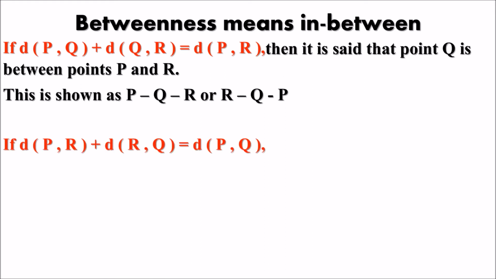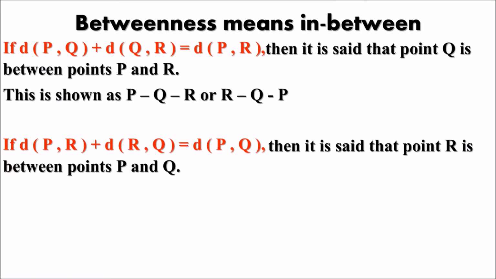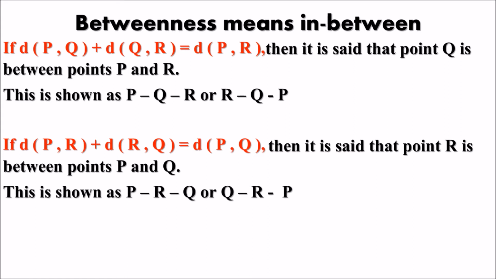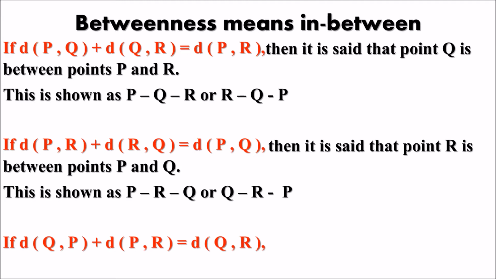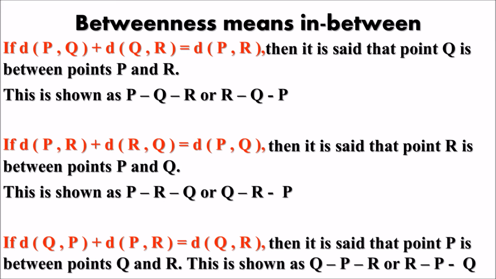If distance PR plus distance RQ equals distance PQ, then it is said that point R is between points P and Q. This is shown as P-R-Q or Q-R-P. If distance QP plus distance PR equals distance QR, then it is said that point P is between points Q and R, and this is shown as Q-P-R or R-P-Q.